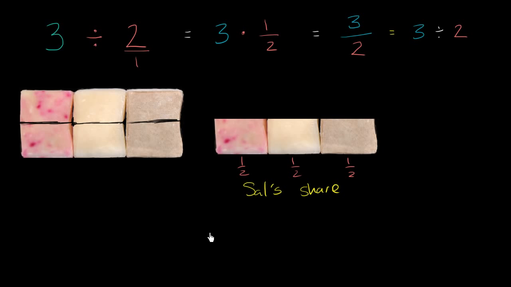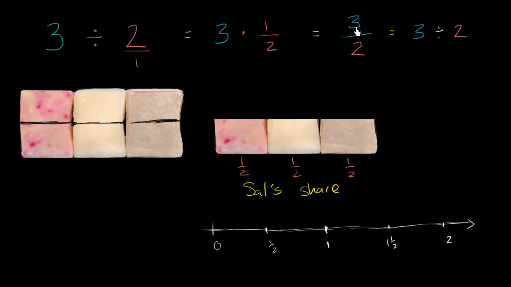So let me draw a number line here. I'm going to start that at 0. Let me draw a line, as straight a line as I am capable of drawing. And let's say that this right over here represents 1, so that would be 1 bar of soap in this example. And let's say that this right over here is half a bar. And let's say that this is 1.5 bars. And this right over here is 2 bars of soap. So we have 3 halves.